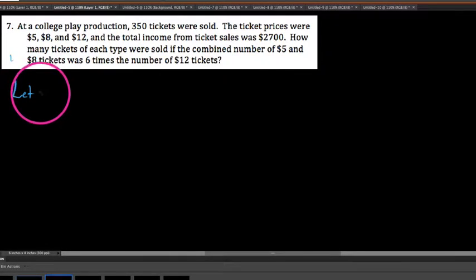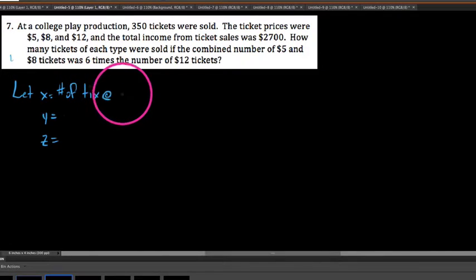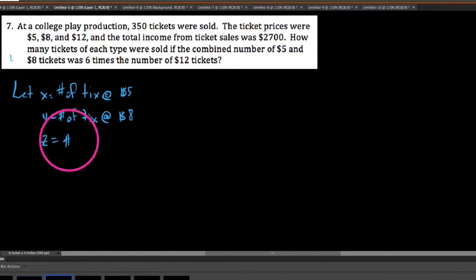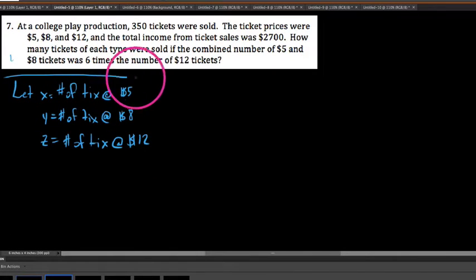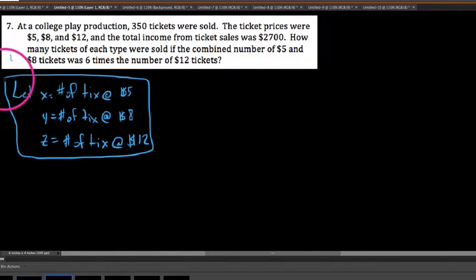And so it appears that there were 3 different types of tickets being sold. So we'll go ahead and define 3 different variables. Let x be the number of tickets at $5 per ticket, y the number of tickets at $8, and z the number of tickets at $12. And now that we've defined these, our quest will be to set up our constraints for our system here. Because we have 3 variables, we'll want 3 equations.